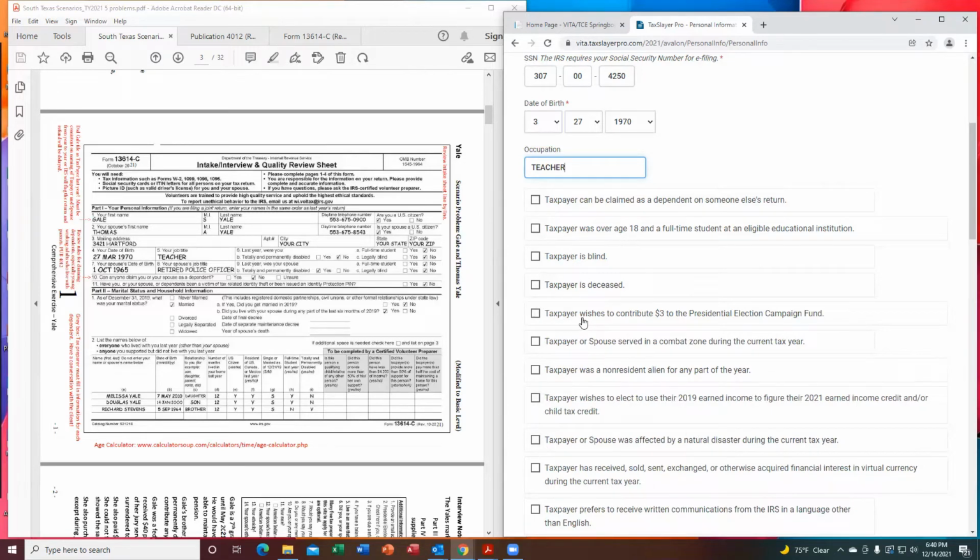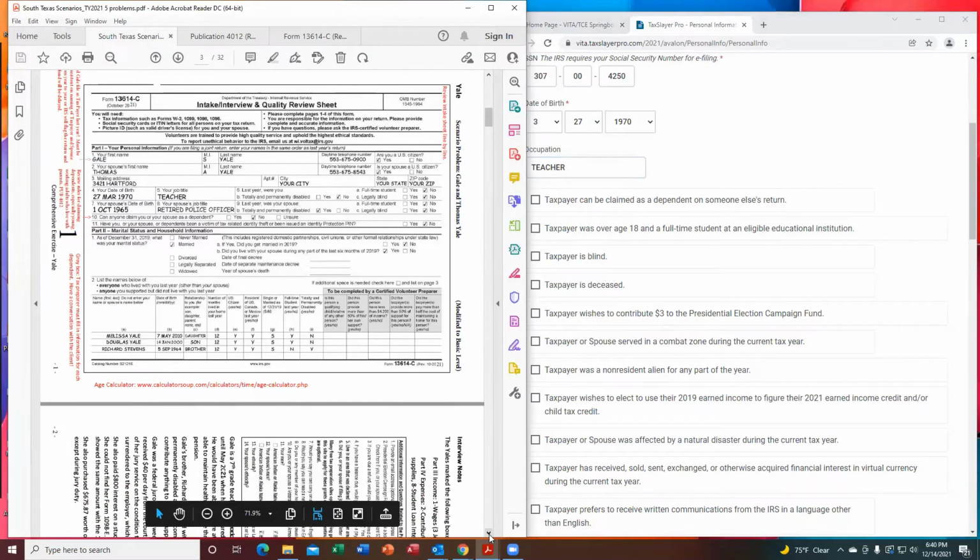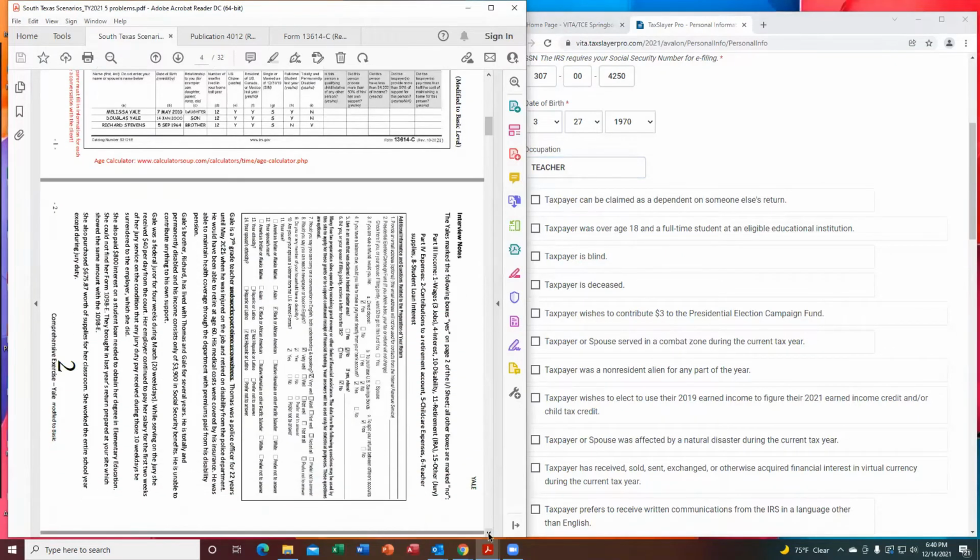And here's the information: taxpayer wishes to contribute $3 to the presidential campaign. Remember that's at the very end of the intake form, right in here about the presidential campaign. They both said no, or they did not indicate anything there, so we leave it blank.